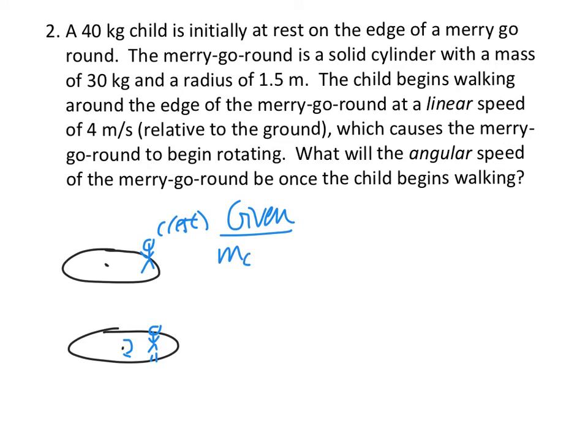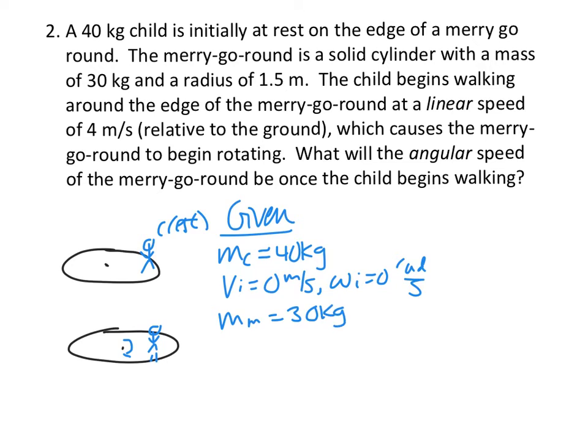Mass of the child, I'm just going to call that MC, is 40 kilograms. Initially at rest, so V initial equals 0, means the angular speed is also equal to 0. Merry-go-round, so call that mass M, equals 30 kilograms. Radius of the merry-go-round, I'll call that RM, equals 1.5 meters. The child begins walking around the edge of the merry-go-round at a linear speed.